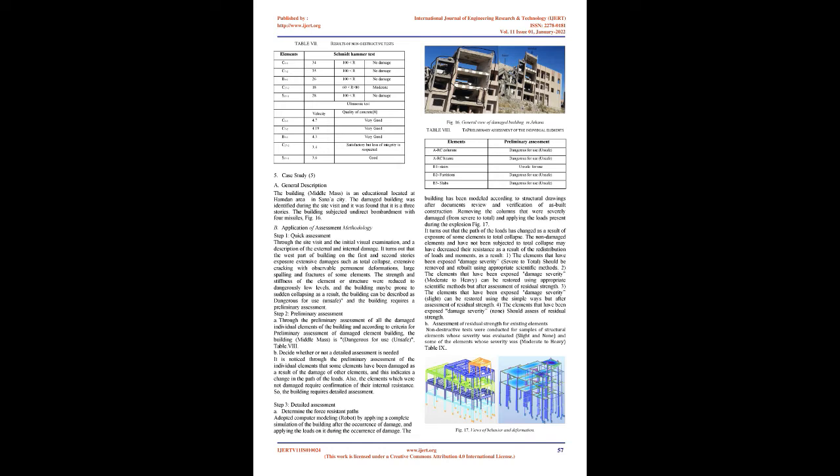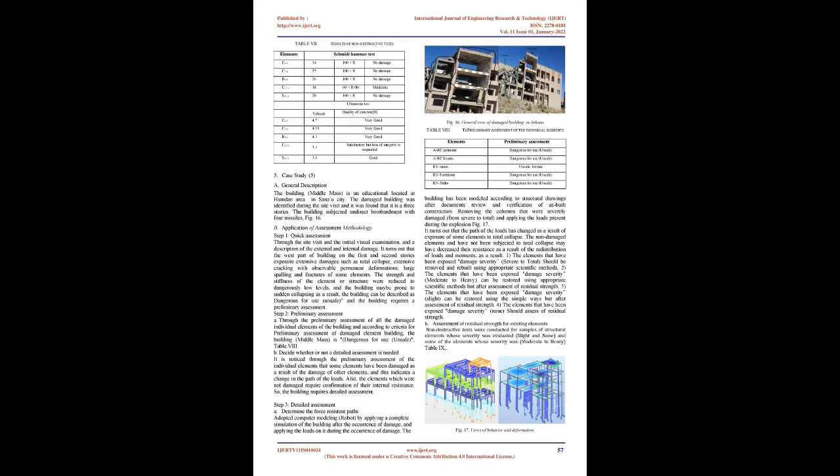Step 1. Quick assessment. Through the site visit and the initial visual examination, and a description of the external and internal damage, it turns out that the building exposed extensive damages such as total collapse, some cracking with observable permanent deformations and large spalling for some structural elements. The strength and stiffness of the element or structure may be reduced to low levels, and the building may be prone to sudden collapsing. As a result, the building can be described as unsafe for use and the building requires a preliminary assessment.